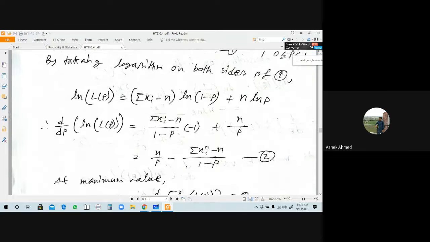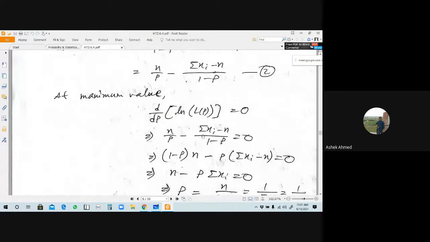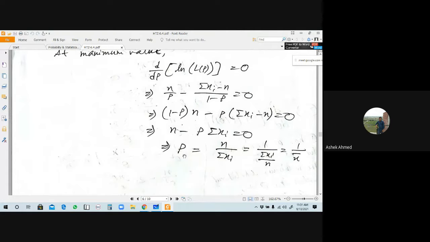Now if you differentiate on both sides with respect to P, then that will be this result. At the maximum value, this derivative is 0. From here you have to find the value of P. The value of P is equal to n by summation of xi. If you take this numerator to the denominator, that will be equal to 1 by summation of xi by n. We know that summation of xi by n is x bar, so from here we can say that the value of P is the reciprocal of x bar.